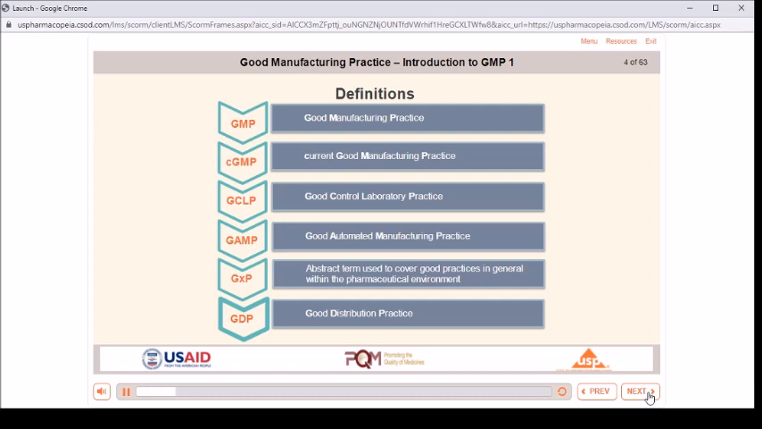Definitions. GMP, good manufacturing practice. cGMP, current good manufacturing practice. GCLP, good control laboratory practice. GAMP, good automated manufacturing practice. GXP, an abstract term used to cover good practices in general within the pharmaceutical environment. GDP, good distribution practice.